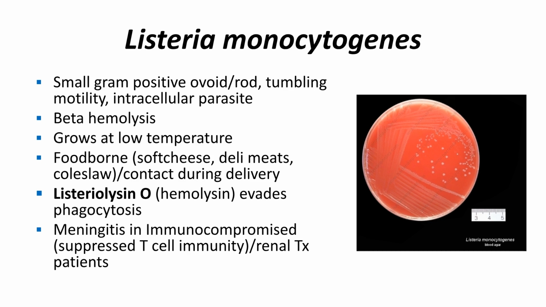Its key virulence factor is Listeriolysin O, a hemolysin that helps it escape from phagosomes and evade destruction by immune cells. Clinically, Listeria causes meningitis primarily in 2 populations: immunocompromised patients, especially those with suppressed T-cell immunity like our HIV patient, and transplant recipients on immunosuppressive therapy.